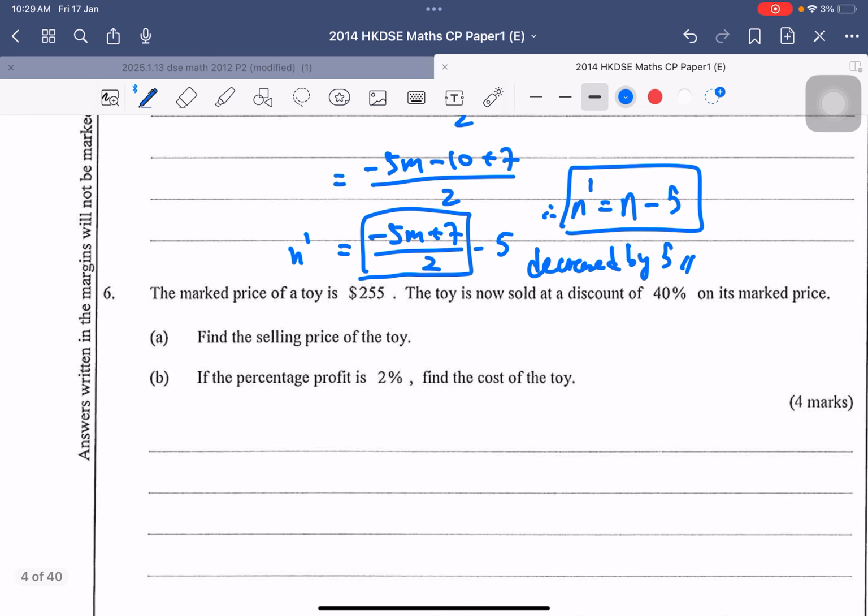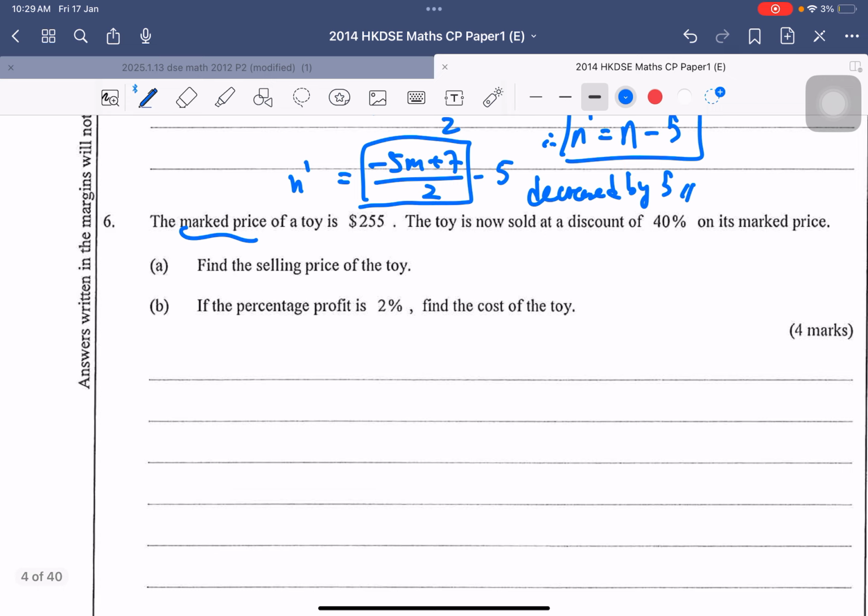Question 6. The marked price of the toy is $255. So when you see the marked price, what's the first step you need to do? So we write down the thing that we have. The M is equal to 255. The toy is now sold at a discount. Discount means times. From where to where? M to S. So it's going to be times 1 minus 40%.